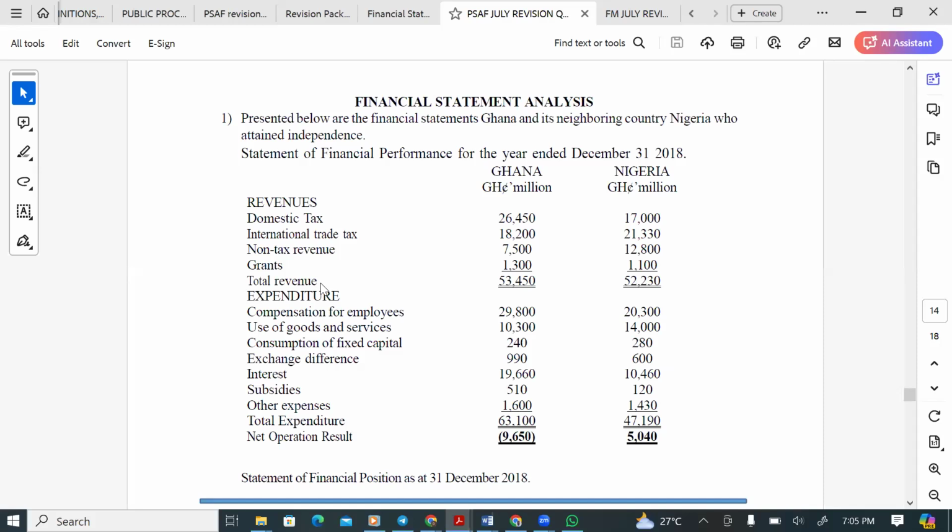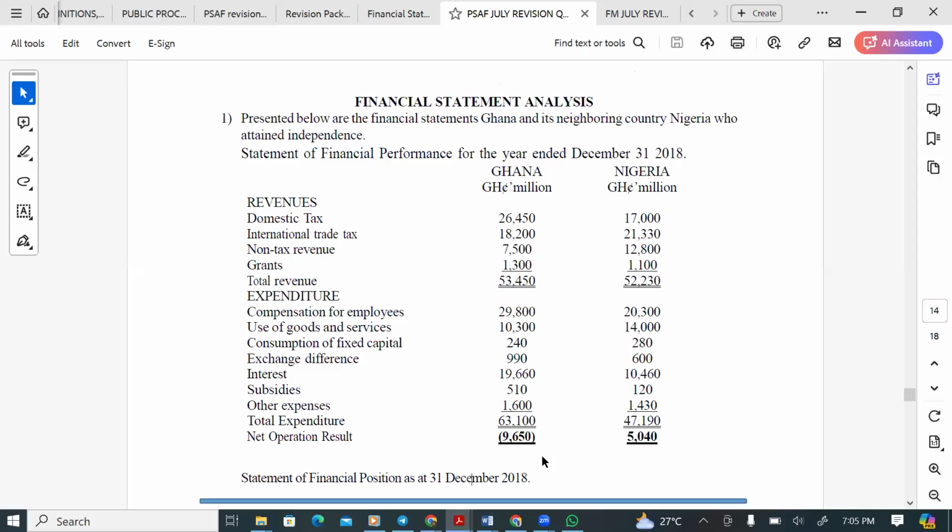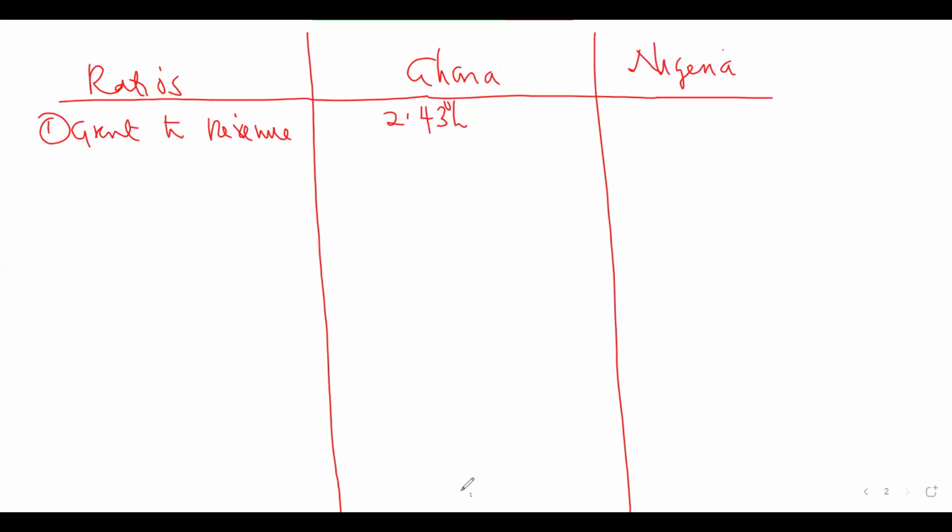What are we getting as the percentage for Ghana? 2.43%. Okay, so I'm getting 2.43%. Let's go to Nigeria. What is their ratio? 2.11. Please don't go there and be doing how you are getting these figures. You don't have time. Just bring the figures over here and move on.